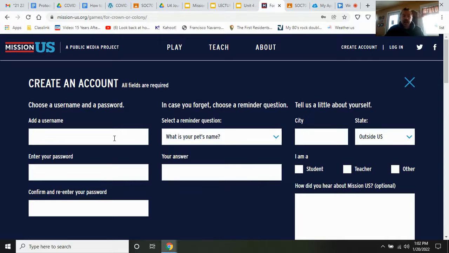Do not spend a lot of time on a username or a password. Feel totally free to make your password 12345 because no one is going to hack into your Mission US account to play the game. The password really is not a big deal. In fact, the only reason why you're creating an account is so that it will save your progress if you don't finish it all in one sitting, which you probably will not. By having an account, it should pick up right where you left off next time.